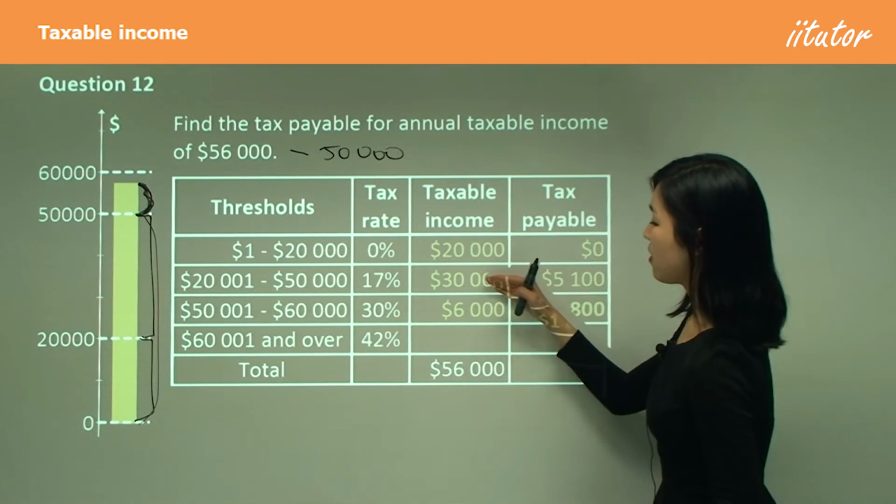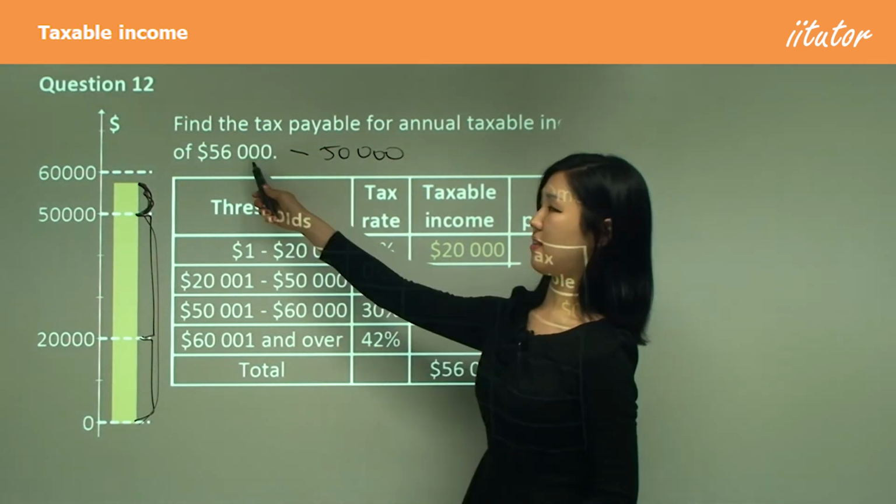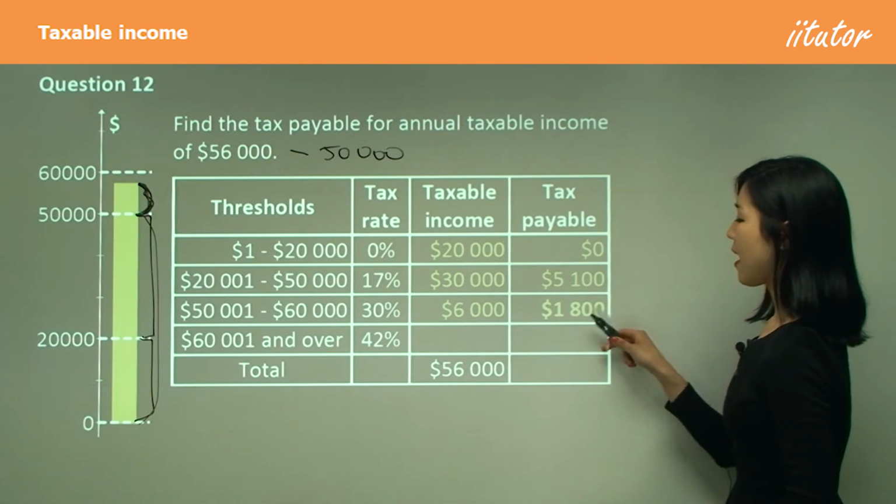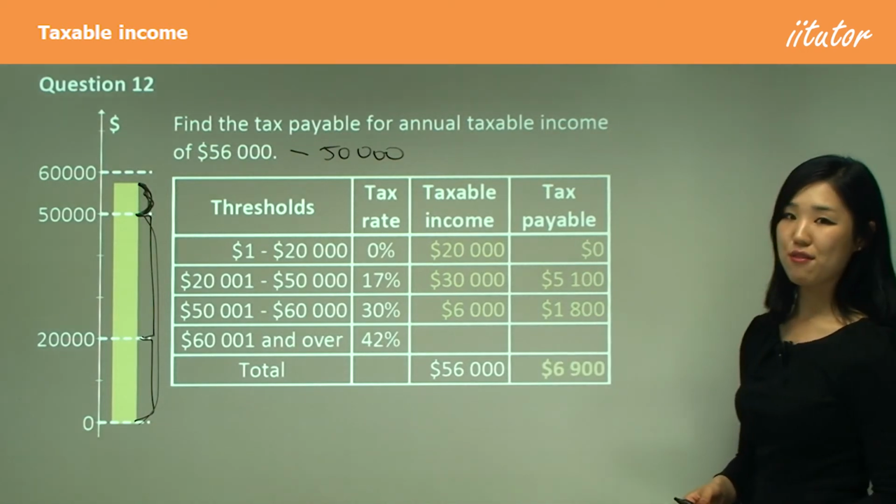And again, all of this should definitely add to $56,000. Yeah, that's the taxable income. Now the tax payable, add them up, and that's what you should have.